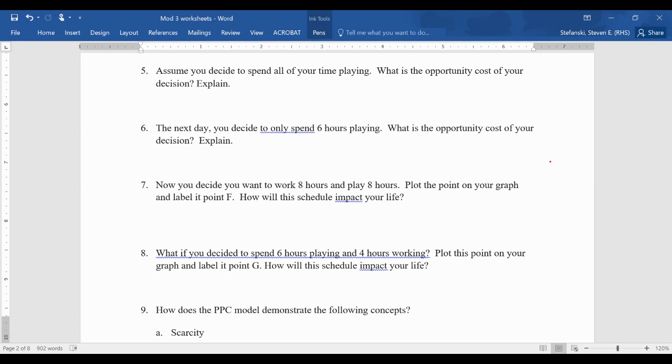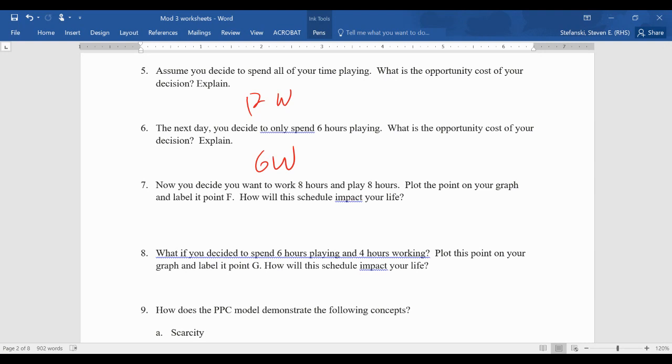If we look at the questions here, it says assume you decide to spend all of your time playing. What is your opportunity cost for this decision? Well, you're giving up 12 hours of work, because I can't work for those 12 hours if I'm playing for 12 hours. Number 6 says the next day you decide to only spend 6 hours playing. What is your opportunity cost? Once again, you gave up 6 hours of work, because you can't work those 6 hours while you're playing.